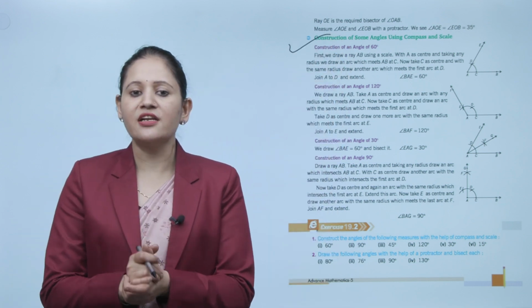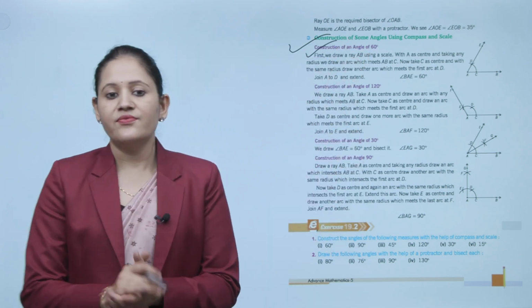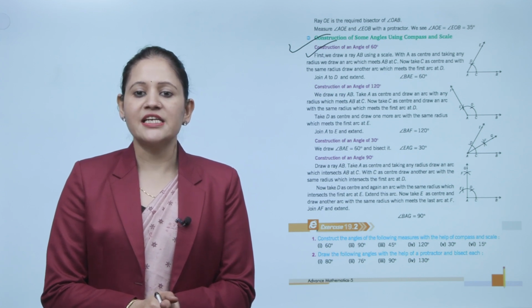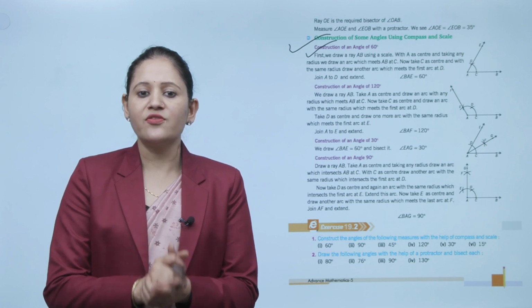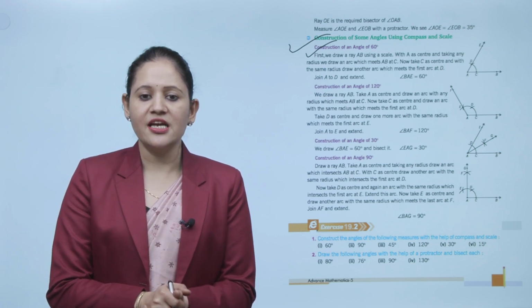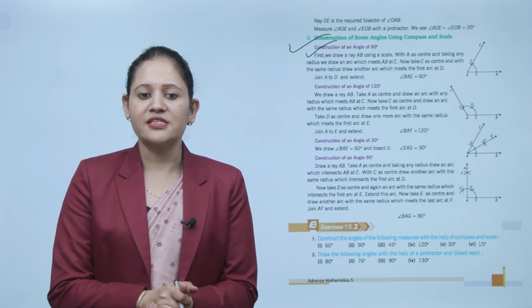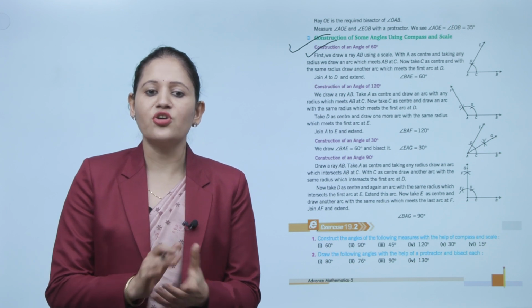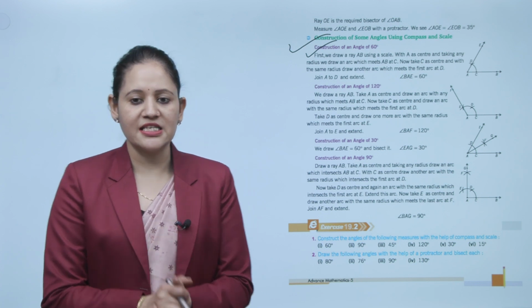First, construction of angle of 60 degree. First we will draw a ray AB using a scale. With A as a center, draw any radius. Draw an arc which meets AB at C. Now take C as the center. With the same radius, draw another arc which meets the first arc at D. Now join A and D and extend, angle BAE, that is 60 degree.